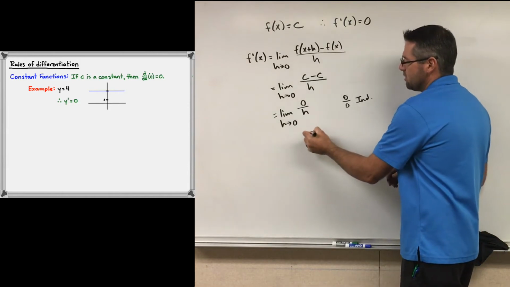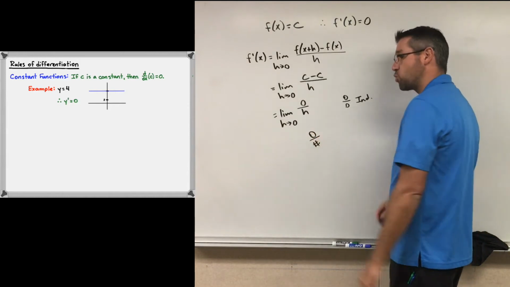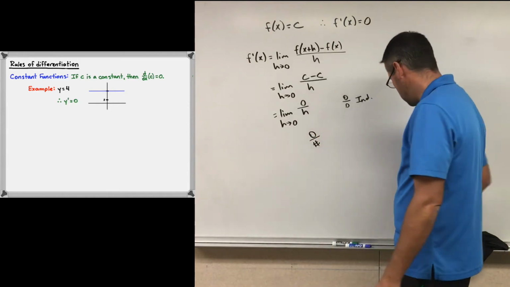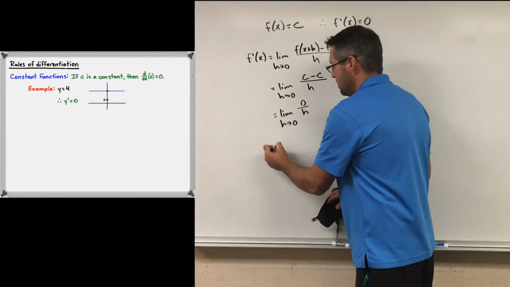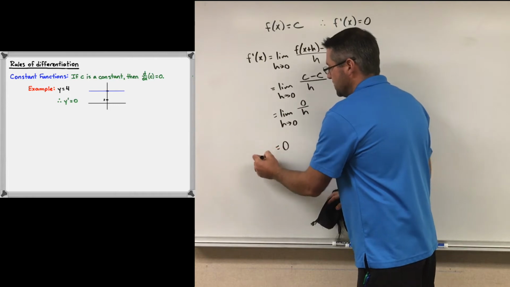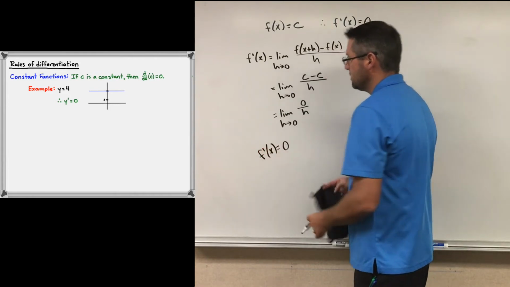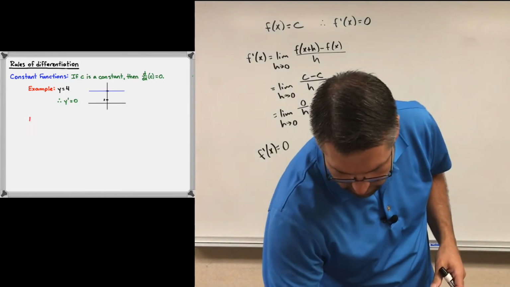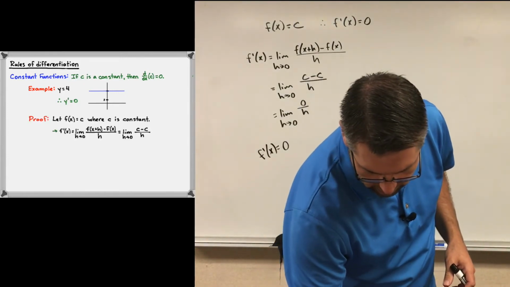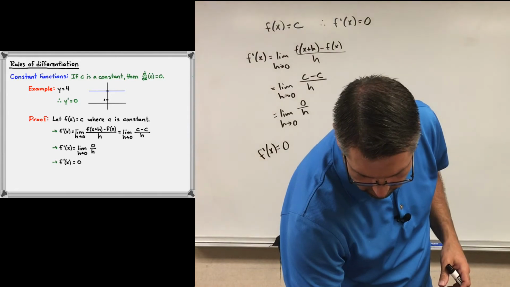We actually get 0 over some number that's really close to 0. And you remember that 0 divided by any number other than 0 is 0. And so we can say that f prime of x is 0. Okay, so pretty straightforward, pretty easy, pretty obvious, I think. And the proof of that is also there on the lesson.